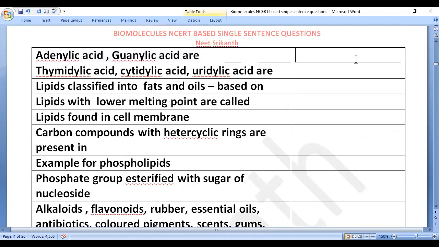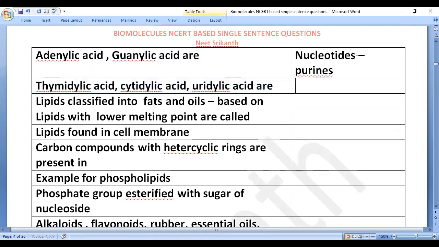Adenylic acid and guanylic acid are nucleotides, and they are purines. Thymidylic acid, cytidylic acid, uridylic acid are nucleotides, and they are pyrimidines.